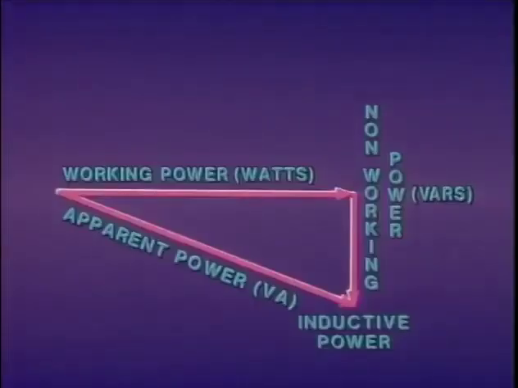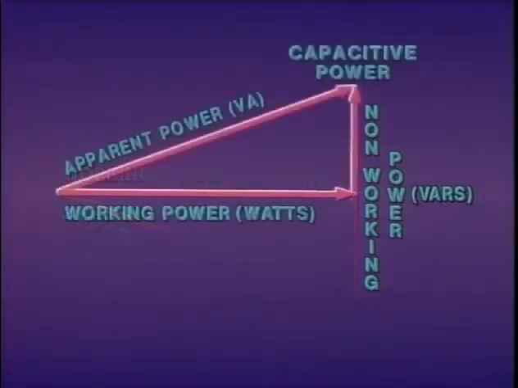The power that a utility has to produce to meet the demands for both working power and non-working power is called apparent power. Apparent power is measured in volt-amperes and is represented in this illustration by a diagonal line. When a T&D system has more inductive power than capacitive power, the result is apparent power on the inductive side of working power. If a T&D system has more capacitive power than inductive power, the result is apparent power on the capacitive side of working power.